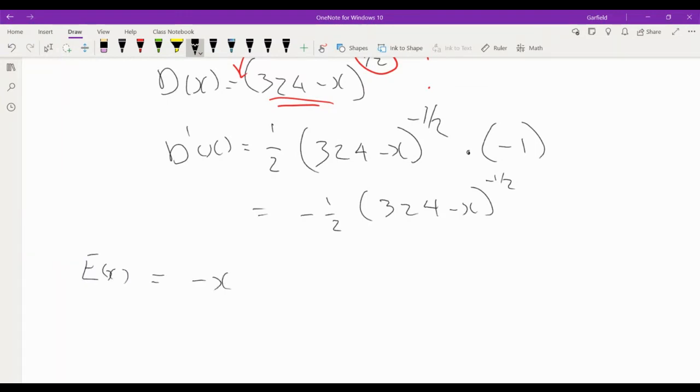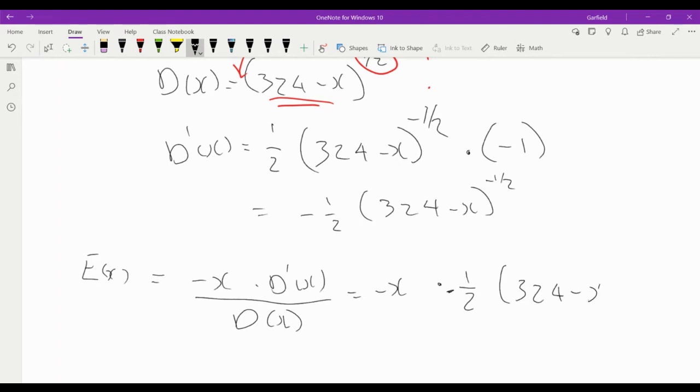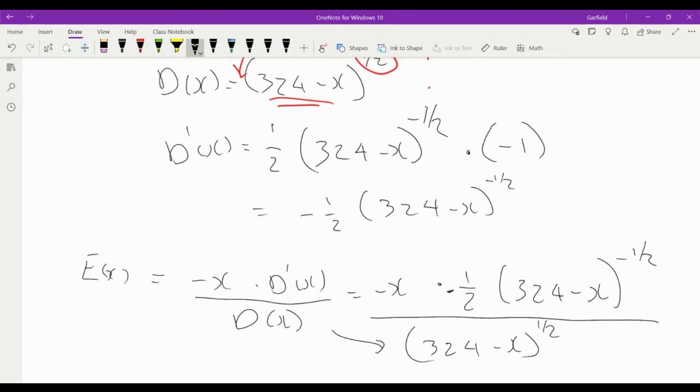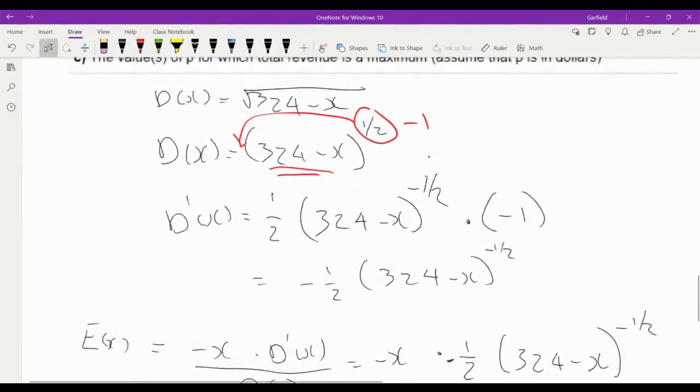It's negative x times d prime of x over dx, which is equal to negative x times negative 1/2 times 324 minus x to the negative 1/2, all over d of x, which is 324 minus x to the positive 1/2, if we use the exponential form from up here.